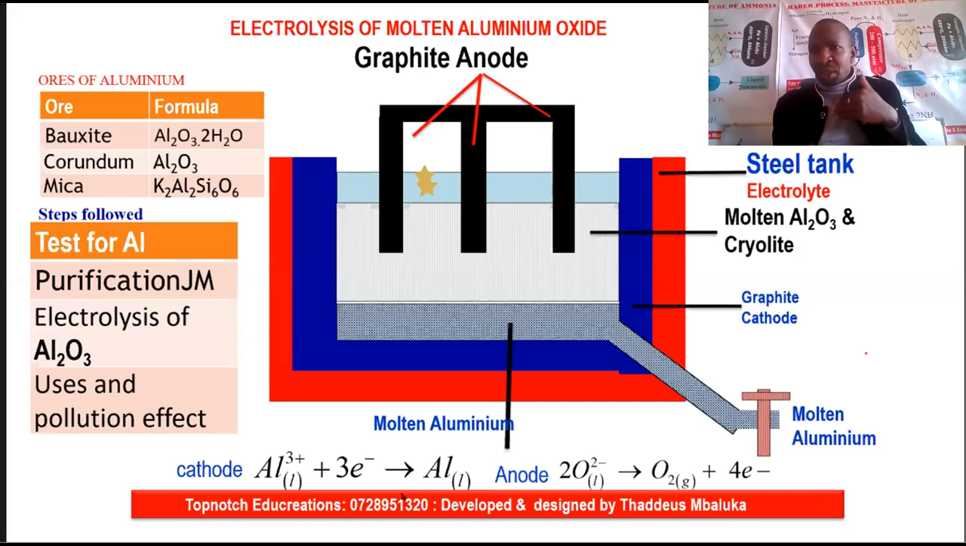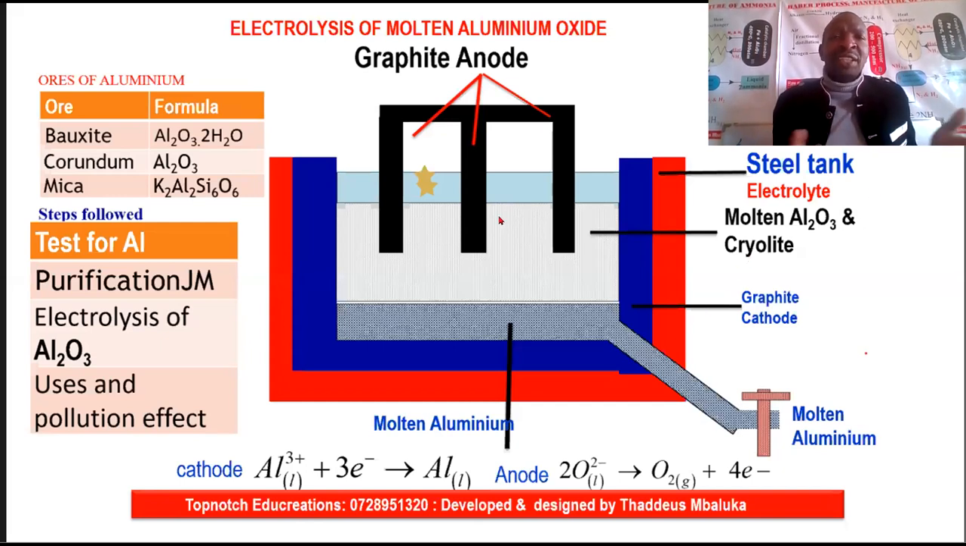And of course, everything is there about why you need to add cryolite. What makes it possible to separate molten aluminium from the electrolyte? It is denser. So that is very much important for us to be able to have a look at that.